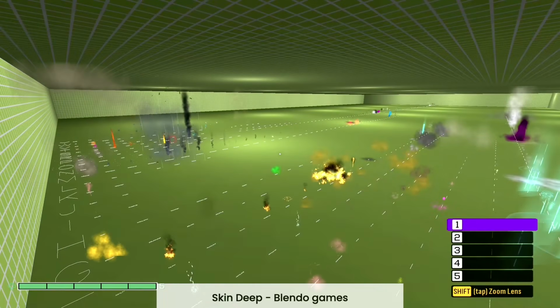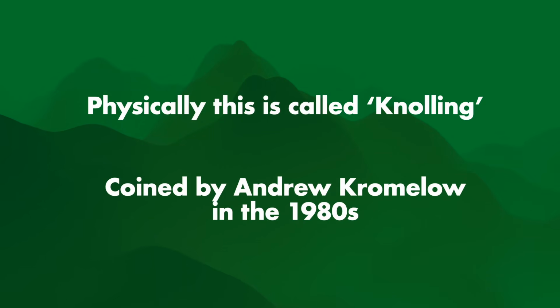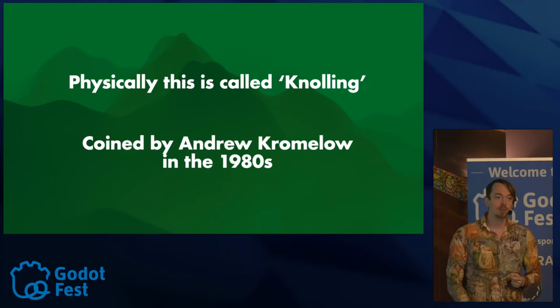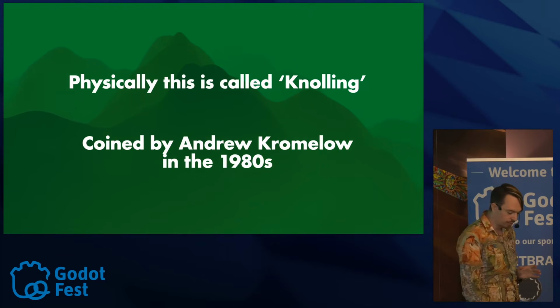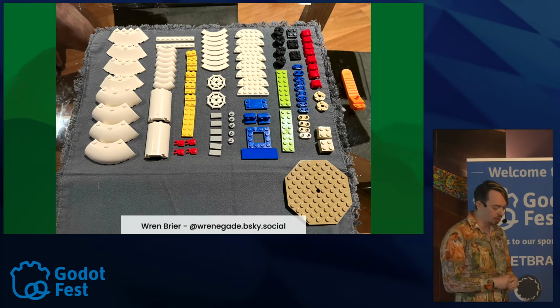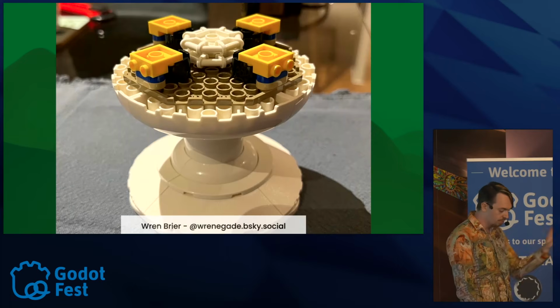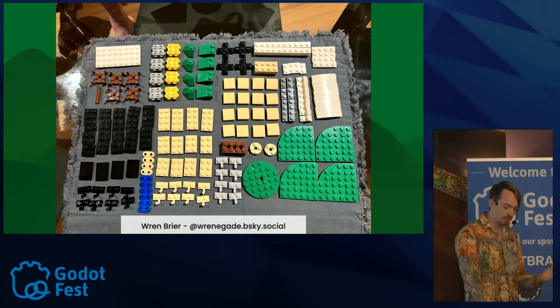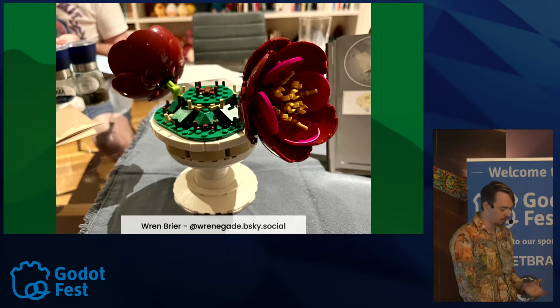It's not just a digital thing. Physically, this is called knolling. It was coined by Andrew Kromelow in the 1980s. And if you've built things with Legos, you've done this yourself. For example, here's a Lego creation knolled by Ren Breyer. In this case, putting Lego pieces next to each other and building them a little bit. Grabbing the next section, building a little more, grabbing the next section, building a little more.